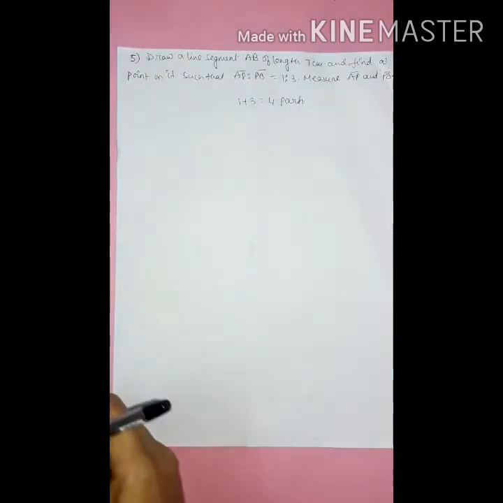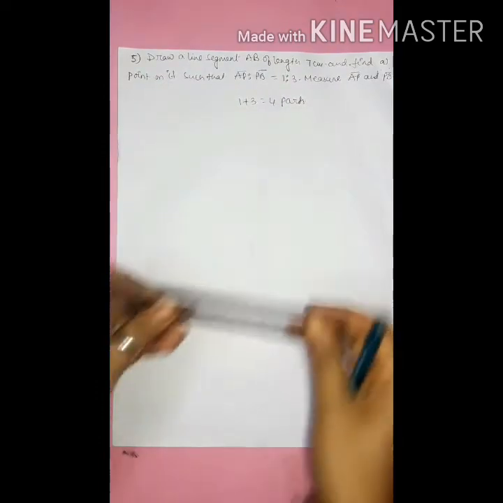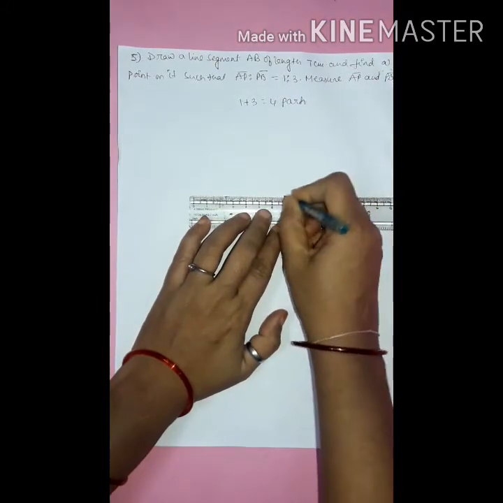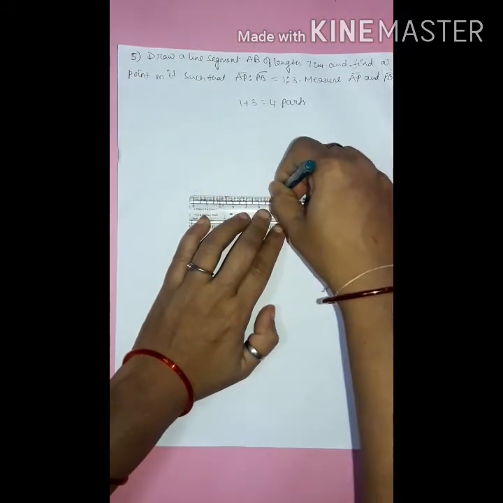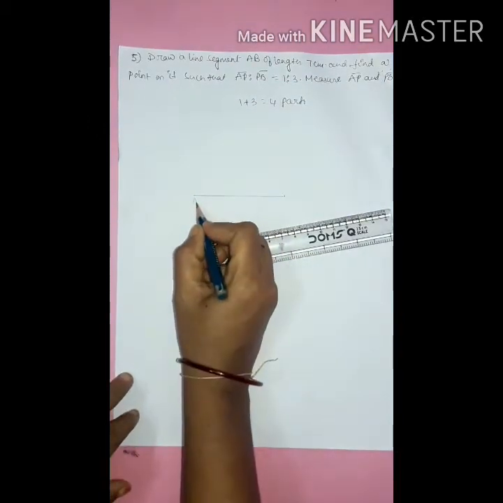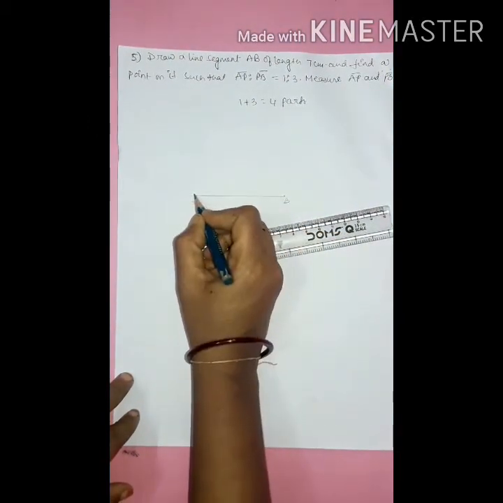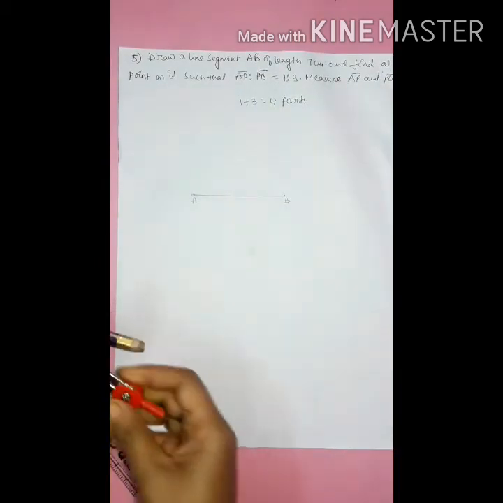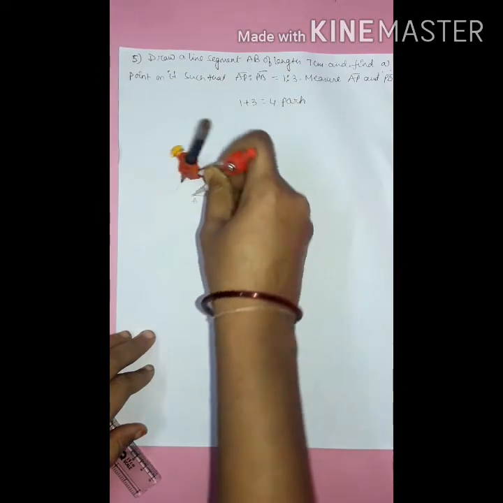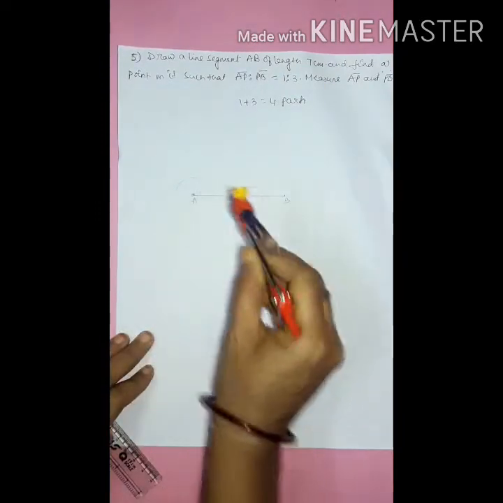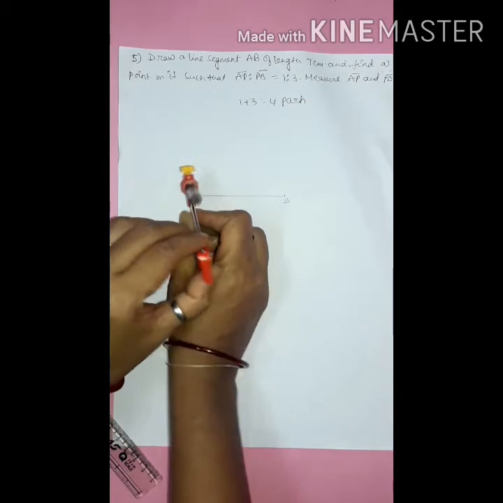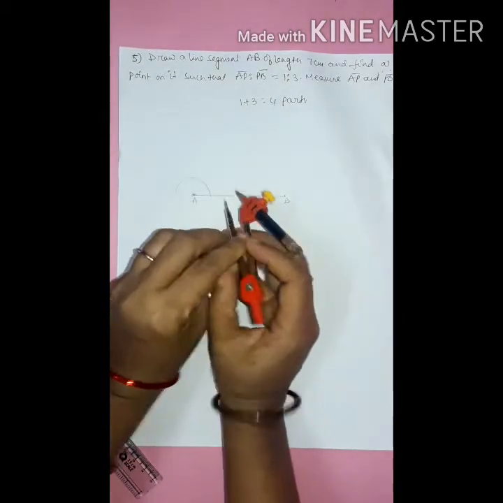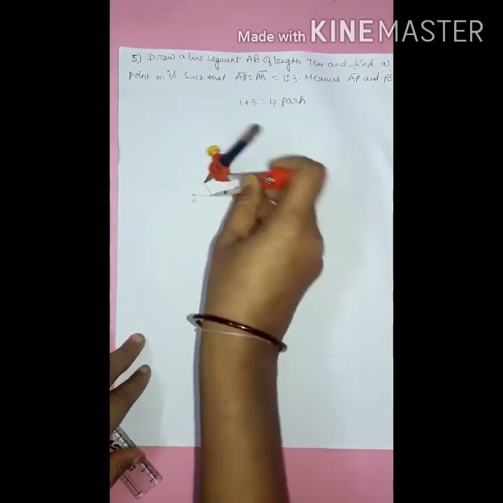Like the previous questions, you have to draw a line segment of 7 cm. This is A and B. At point A, we have to construct an acute angle. Let us construct a 60 degree angle here. 60 degree means the first arc is your 60 degree.